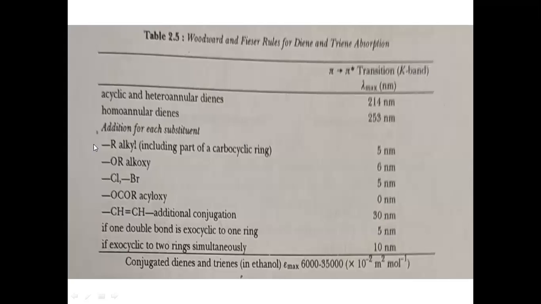Now this is the tabular presentation of that. A cyclic or heteroannular diene, 214 nm. This is the base value. Homoannular diene, 253 nm. Here, for a double bond extending the conjugation, 30 nm. Alkoxy group, 6 nm. If a chloride group or bromide group is there, then that is 5 nm.